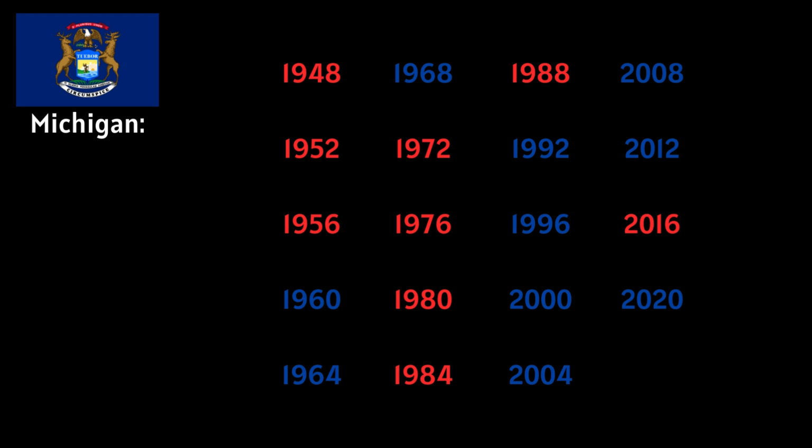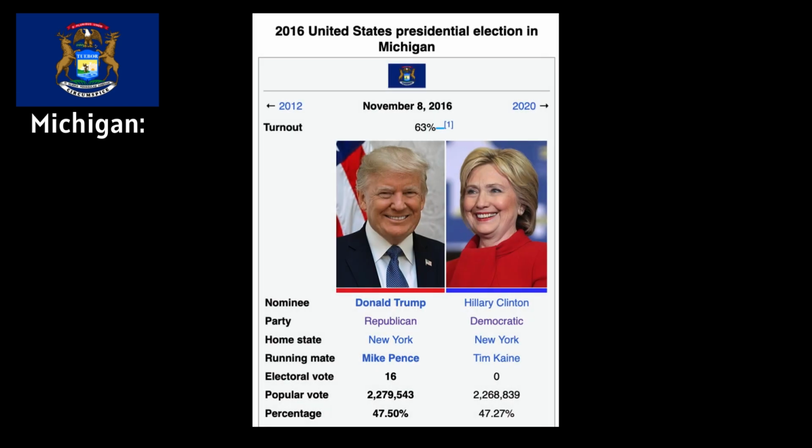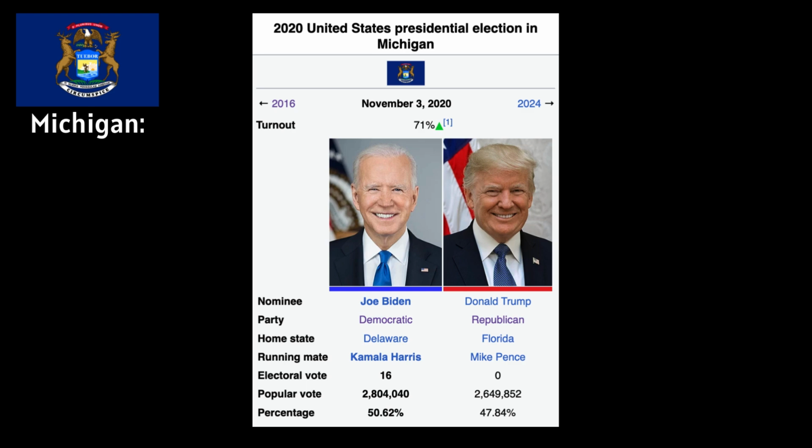Michigan is known as a very important swing state, and this trend goes back for decades. Michigan has voted for 9 Republicans and 10 Democrats since 1948. In 2016, Donald Trump broke Michigan's 24-year Democrat voting streak, but Michigan flipped back to the Democrats in 2020.